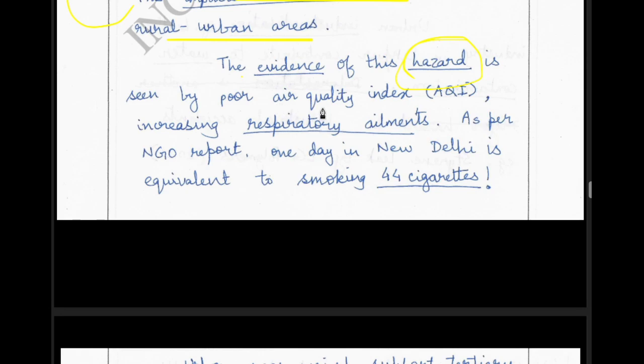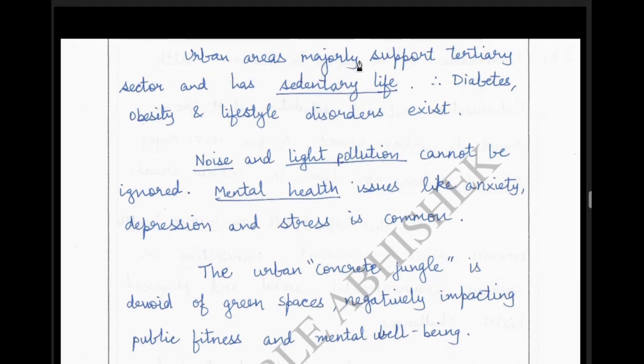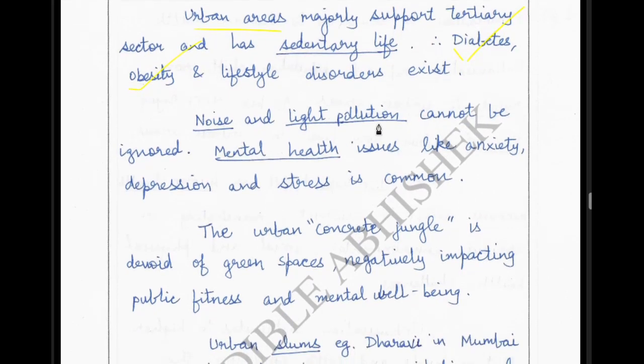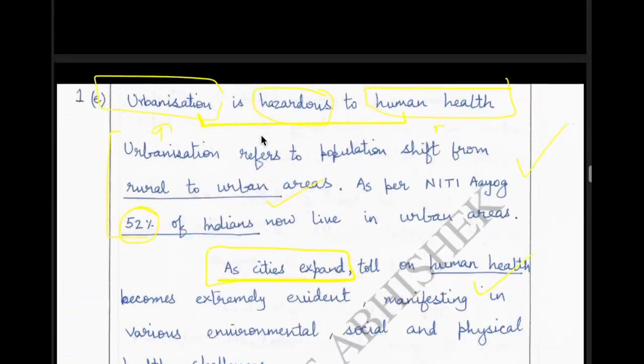The evidence of this hazard is seen by poor air quality index, increasing respiratory ailment. He has connected the word hazard and human health. As per NGO report, one day in New Delhi is equivalent to smoking 44 cigarettes, with an exclamation mark. This is to create an awe factor in the exam, that see, this is how bad it is. Urban areas majorly support tertiary sector and have a sedentary life. Therefore, he has connected urbanization with human health issues like diabetes, obesity, noise and light pollution.